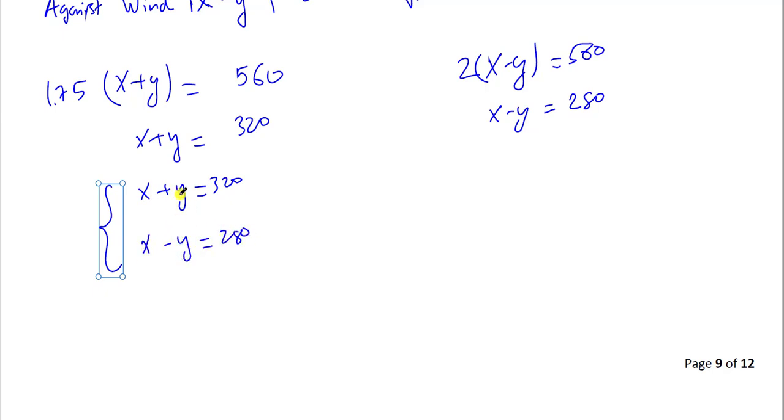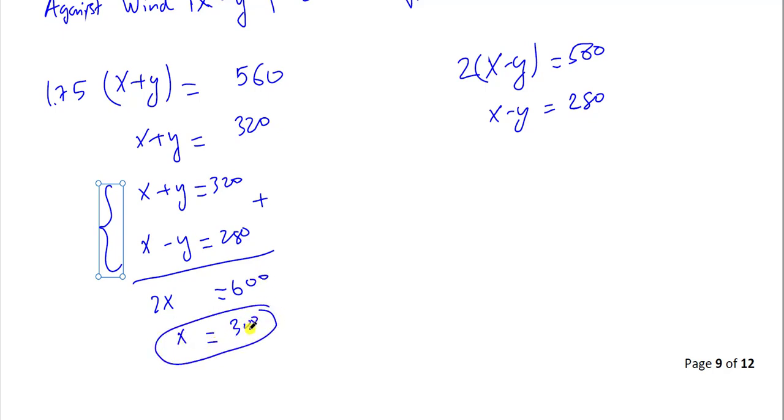We see that they have opposite signs for y, so we can use the elimination method to add the two equations. We get x and x, 2x, and the y terms cancel out. Add these two numbers, you get 600. So divide by 2, you get x to be 300.